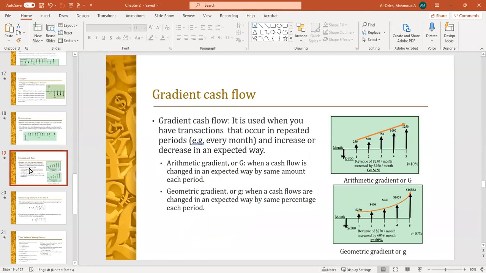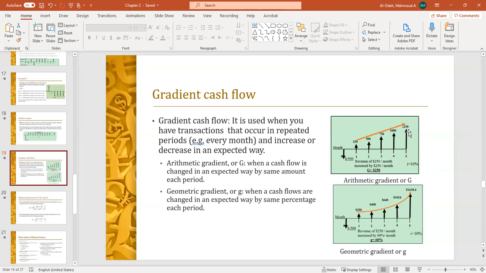And another parameter is an uppercase G or a lowercase g. And for the uppercase G, this is the arithmetic gradient. It applies when a cash flow is changing in an expected way by the same amount each period. So for example, if you invested $500 in the stock market, and now you're expecting to receive 250 in the first month, the second month, this 250 will increase by $250. So you will be receiving 500 in the second month. The third month would be 750. The fourth month is 1000. The fifth month is 1250.